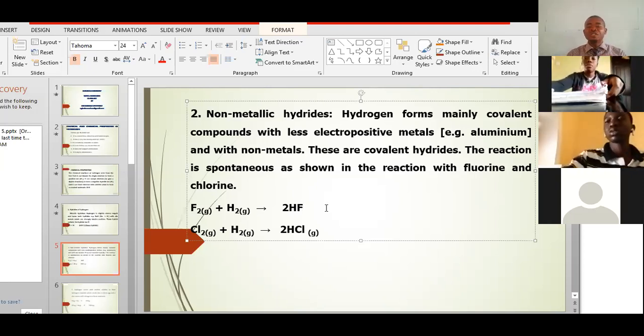Now, when fluorine reacts with hydrogen, because hydrogen is less electronegative than fluorine, and both of them are donating electrons for sharing, hydrogen donates, fluorine donates for sharing.